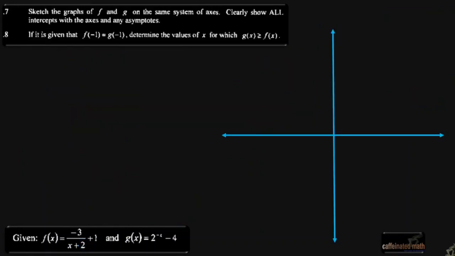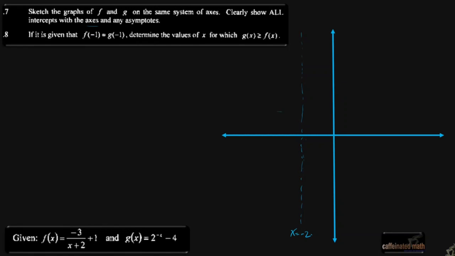Well, as we can see, we need to sketch the graphs of f and g on the same system of axes, clearly showing all intercepts with the axes, I should say, and any asymptotes. Well, let's have a look. What do we have? We have a vertical asymptote at -2, so let's sketch that in. So that's x equal to -2.